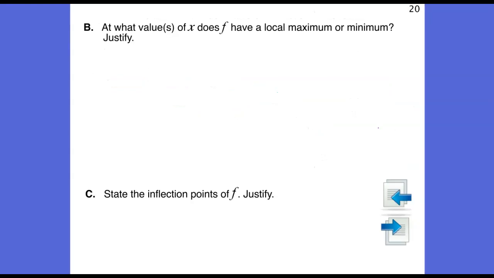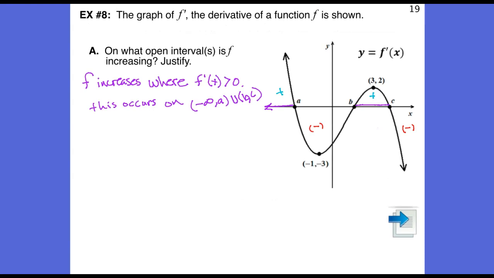In part b, it says at what values of x does f have a local maximum or minimum? Justify. So if we go back to our original function, we can create a sign chart that will help us out with this.